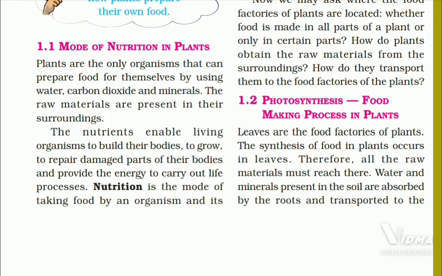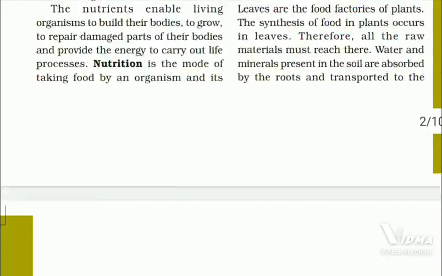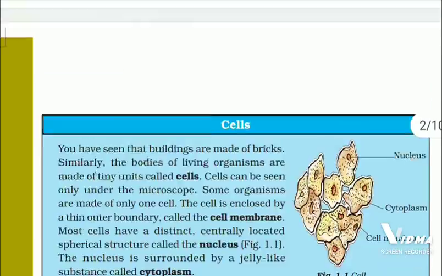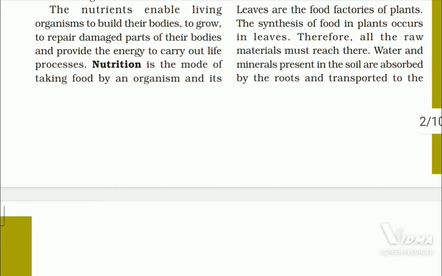Water and minerals present in soil are absorbed by the roots and transported to the leaves. So, how is the process going on? First, all the raw materials must reach there. Now, how will the raw materials reach there? With the help of roots as well as leaves. First, as we can see, water and minerals present in the soil are absorbed by the roots.